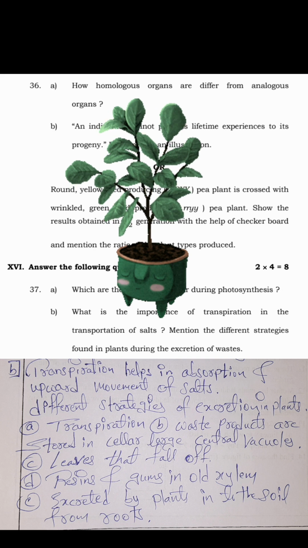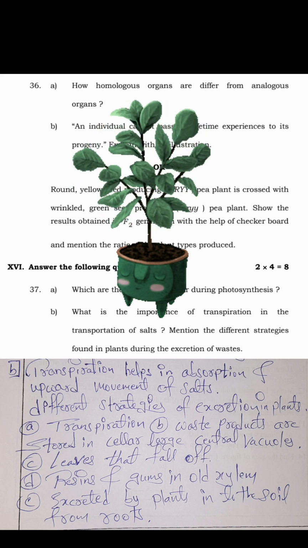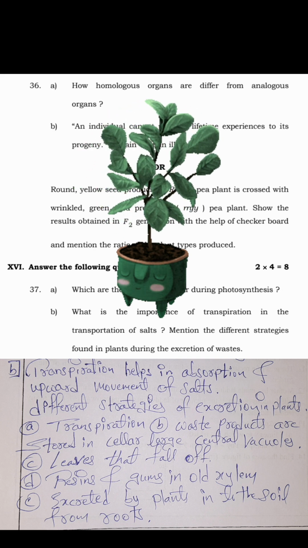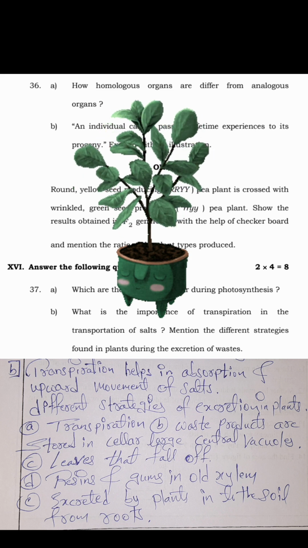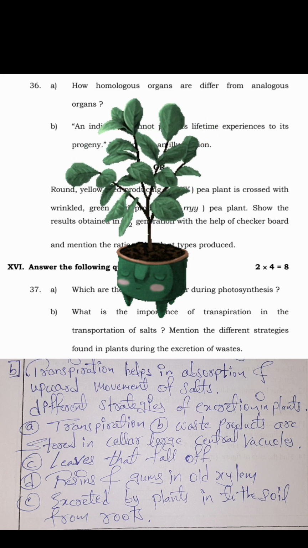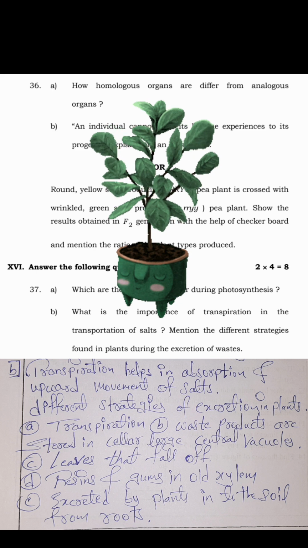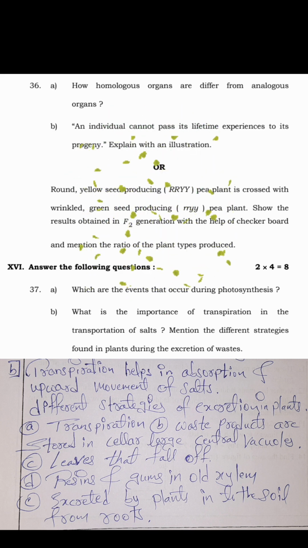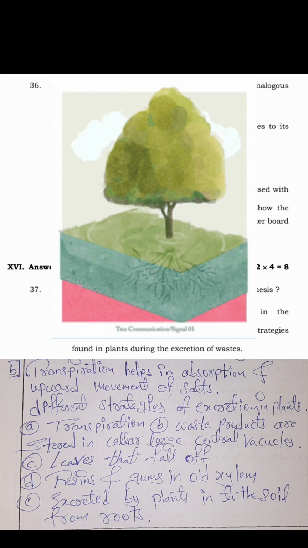There will be loss of water. Waste products are stored in cellular large central vacuoles. So waste products are stored in vacuoles. Leaves that fall off: all the waste materials will be fixed in leaves that will fall off. Resins and gums in the old xylem. Some waste can be excreted by plants into the soil from roots.